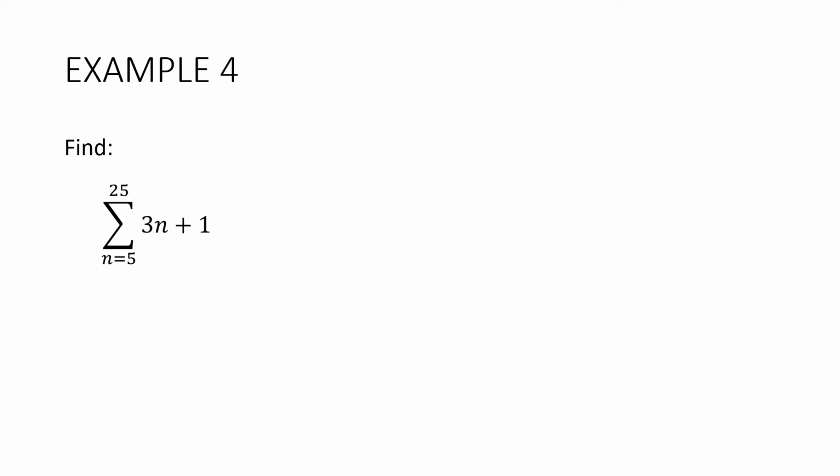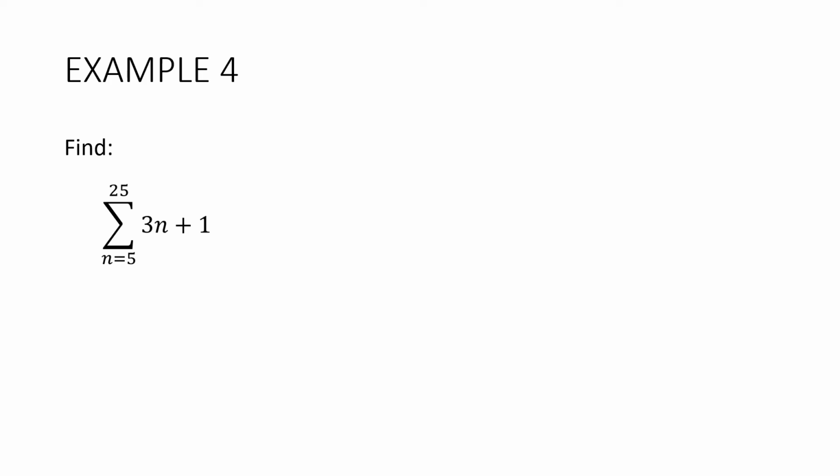Example 4. Find the sum of the terms from n equals 5 up to 25 of 3n plus 1. Okay, a little bit tricky because we're not starting at 1 here. What we're going to do is substitute in n equals 5 and then 6 and then 7 and generate this series.